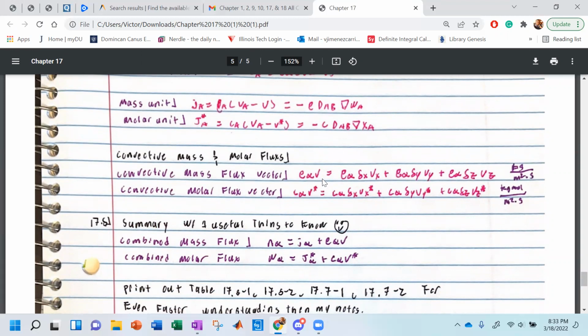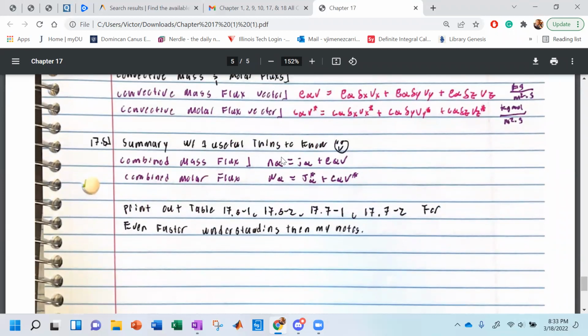Convective mass flux is this equation here, where it's rho times V equals rho VX being velocity in the X direction, rho VY being the Y direction, rho VZ in the Z direction. Similarly, you can write it for the molar flux vector. Obviously, it's the concentration multiplied by the velocity in the set directions. Those deltas are just indicating IJK, or direction.